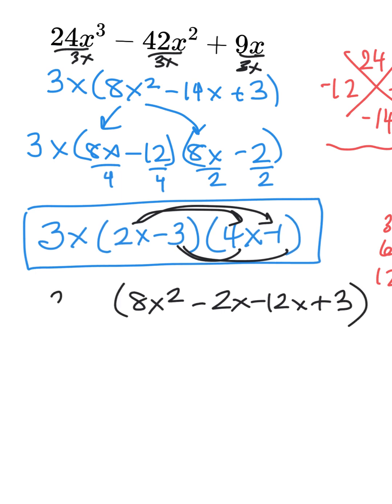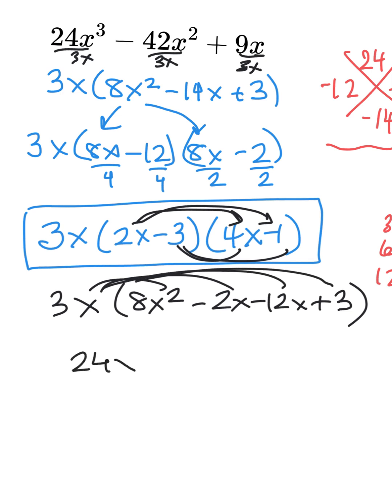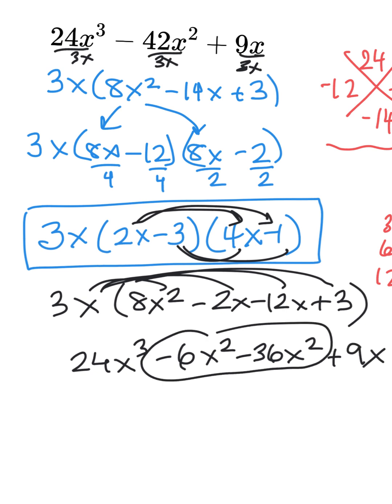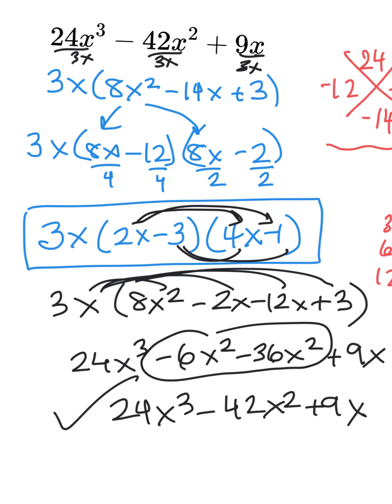You can then multiply everything by 3x. So that would give me 24x cubed minus 6x squared minus 36x squared, and then plus 9x. Combine your like terms, and you have 24x cubed minus 42x squared plus 9x, which gives you back the original answer, so you know this was correct.